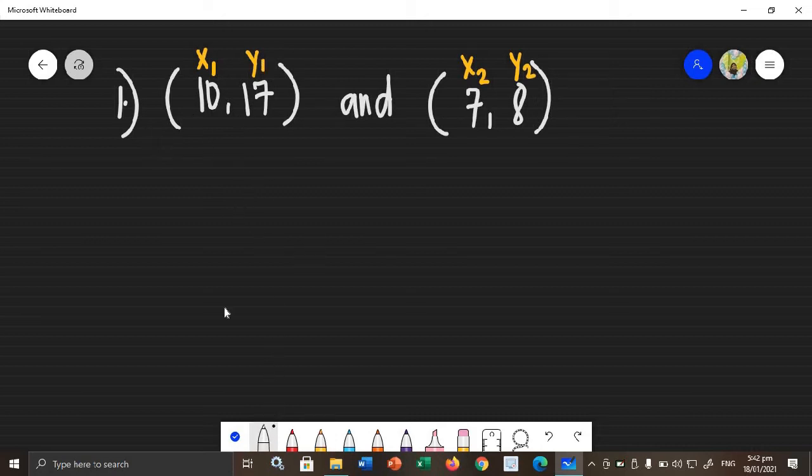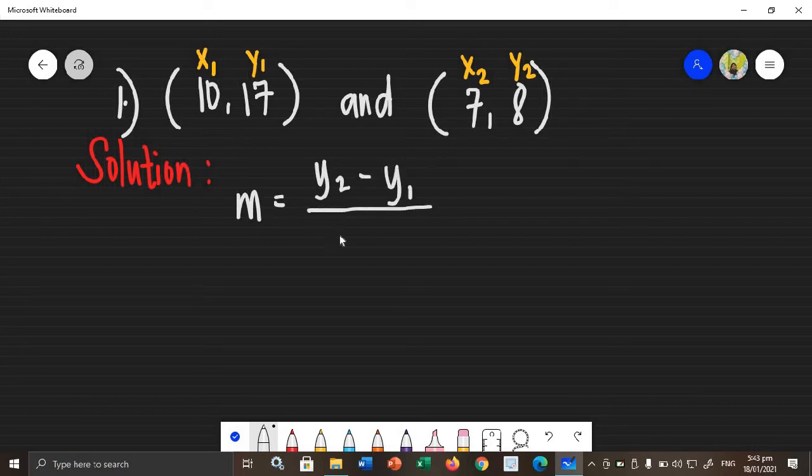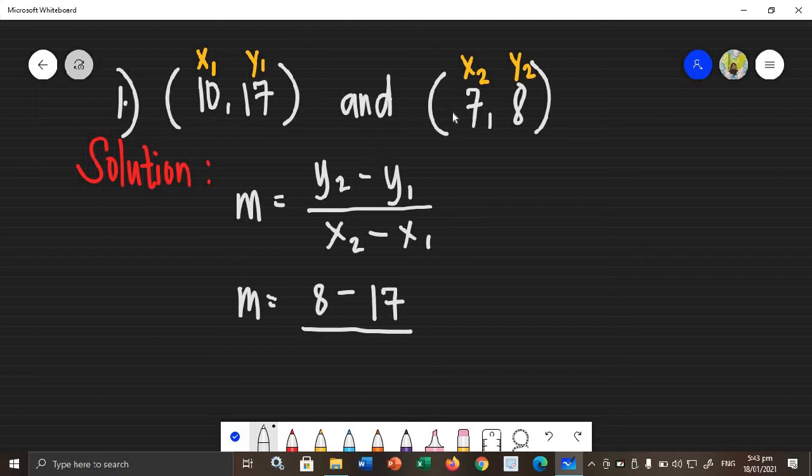And then, applying the formula, we will now solve for the slope. Ang formula natin is m is equal to y sub 2 minus y sub 1 over x sub 2 minus x sub 1. As you can see, kaya natin nilagyan ng label yung mga value ng coordinates natin kasi we need to substitute the values here in the formula. So we have m is equal to, yung y sub 2 natin is 8, minus yung y sub 1 natin is 17, and then all over x sub 2, which is 7, minus our x sub 1, which is 10.